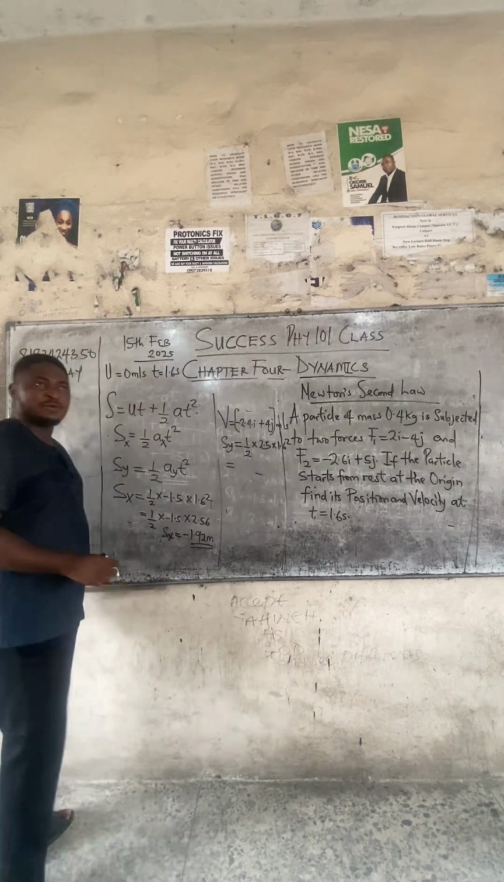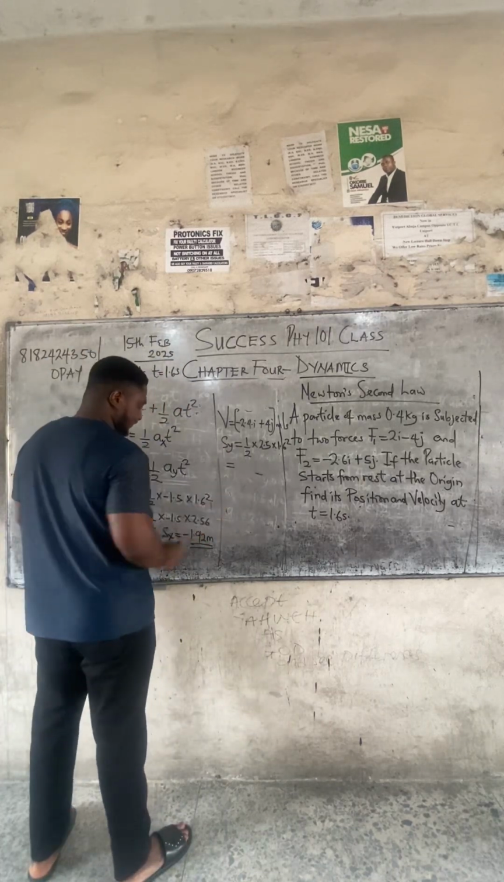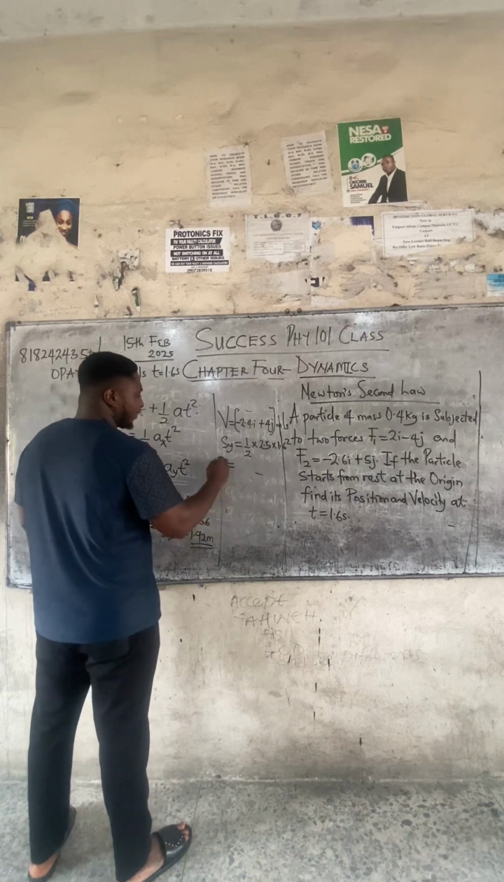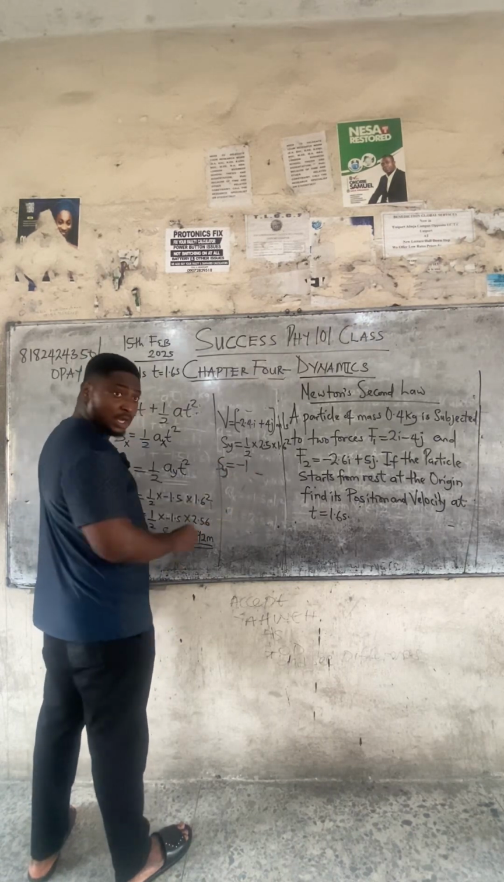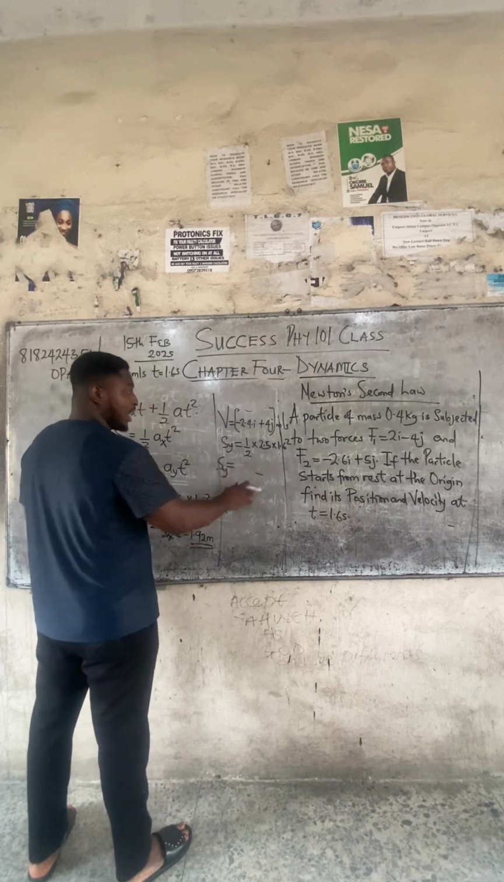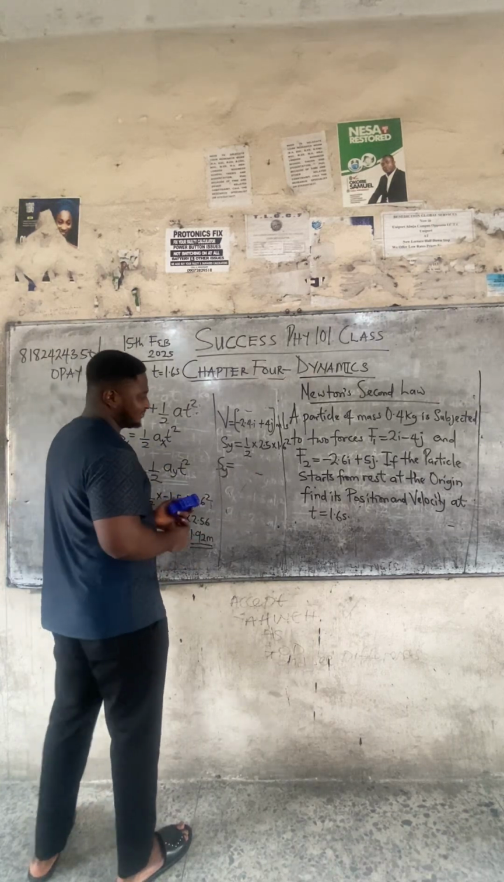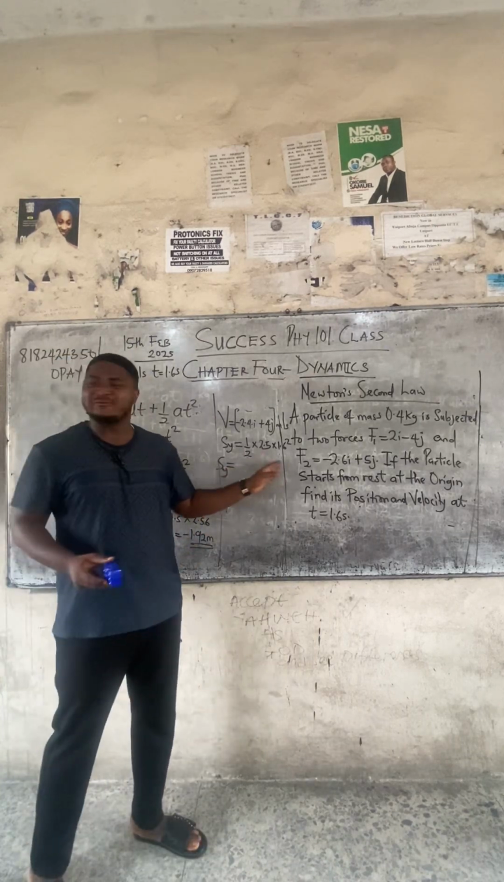Let's work together. Class, half of 2.5 times 1.6 squared. Who has done the math? Minus 1 point. Sister. Half of 2.5 times 1.6 squared, everything.